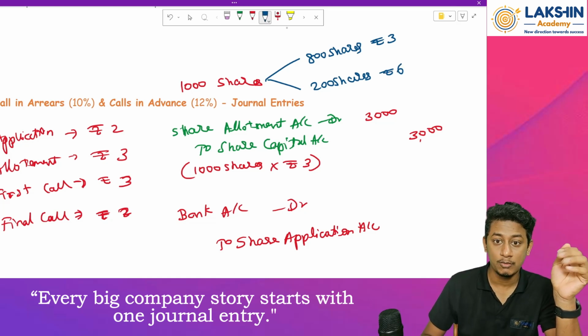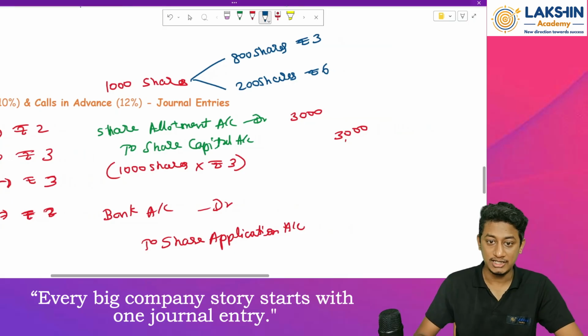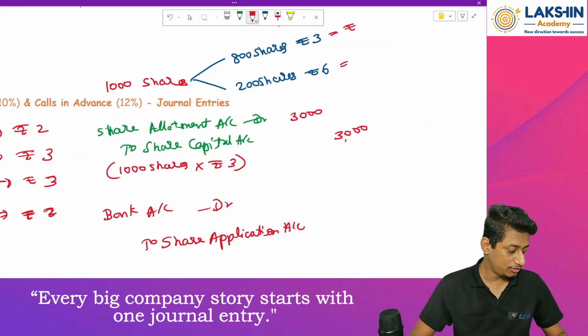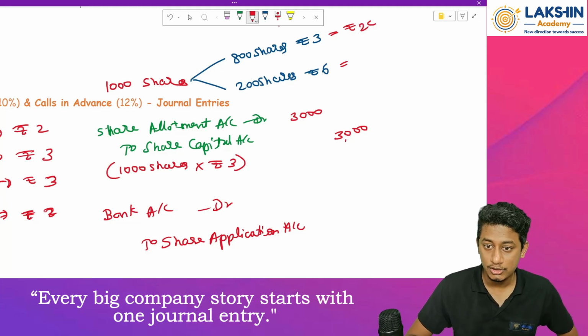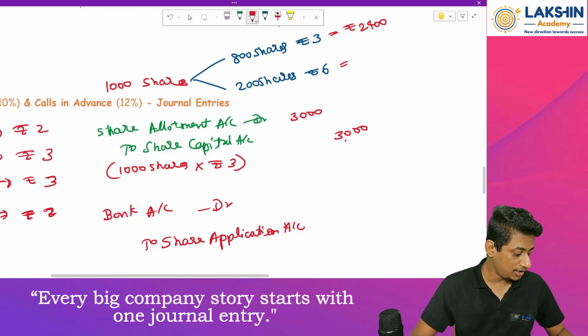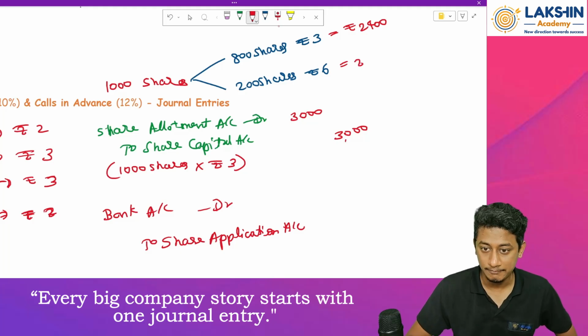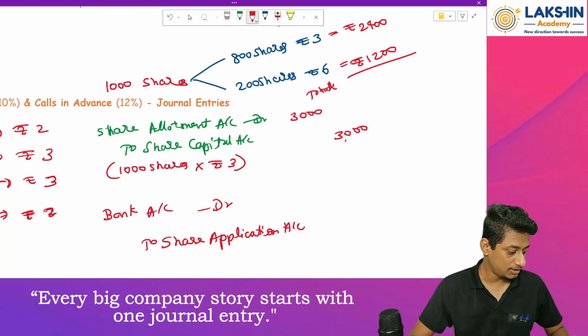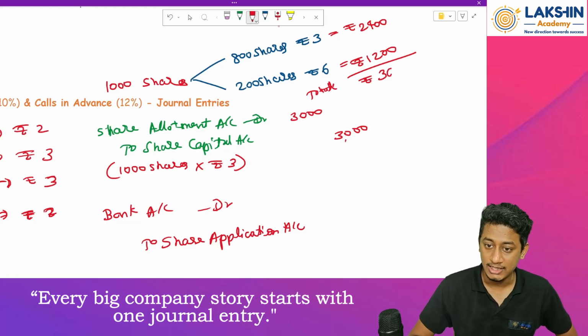Now, what to do with this? Let's see how much money is received first of all. How much money is received? 800 into 3 will be how much? Rupees 2400. And 200 into 6 will be how much? 1200. Okay. So how much is the total money received? 2400 plus 1200. That will be rupees 3600.